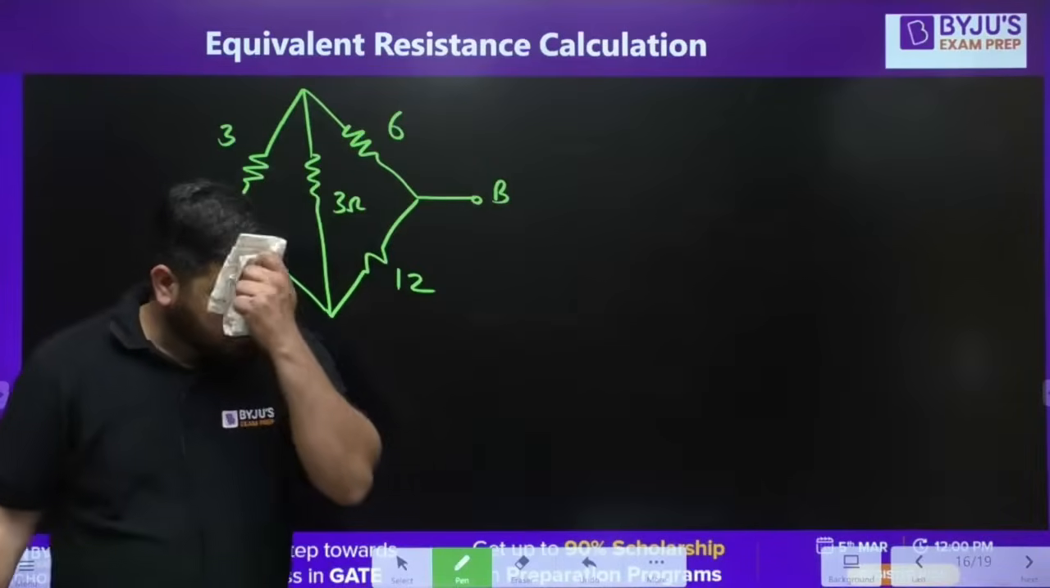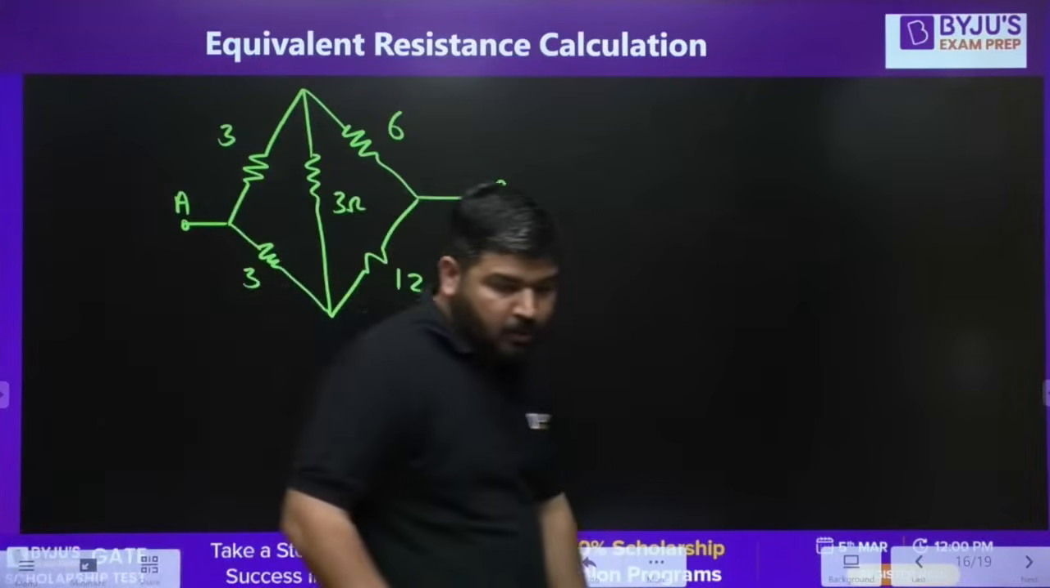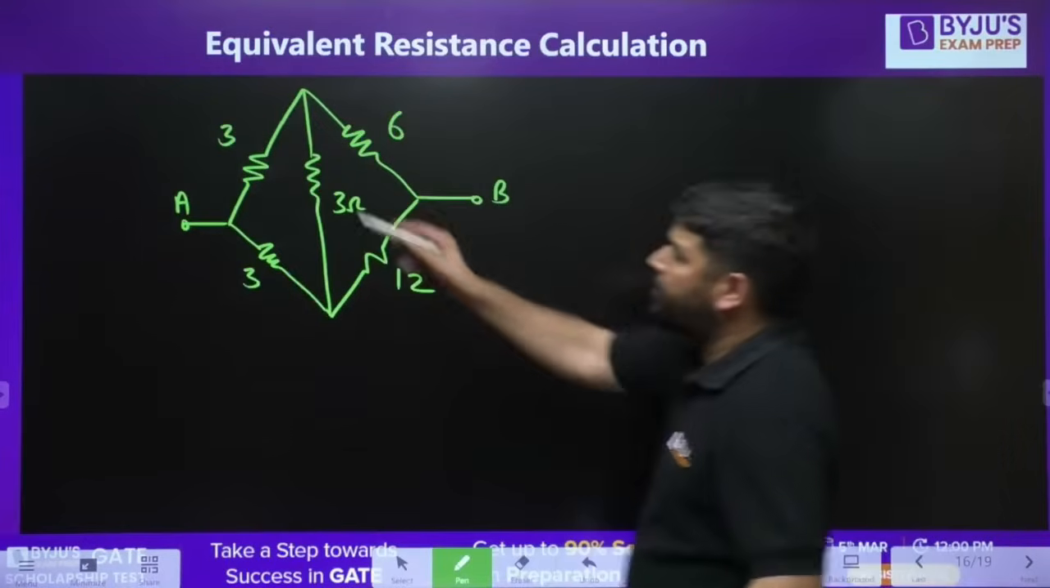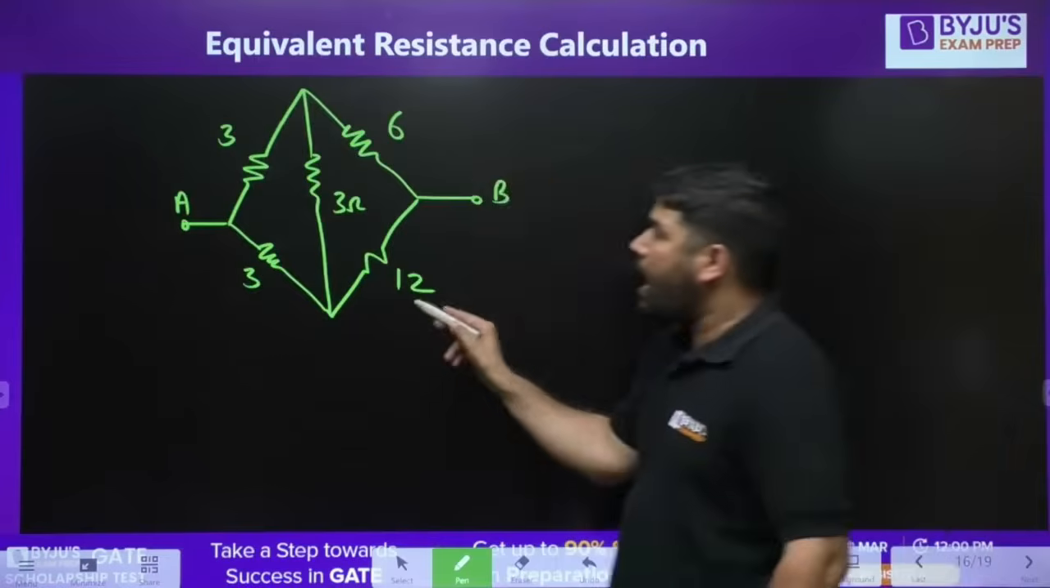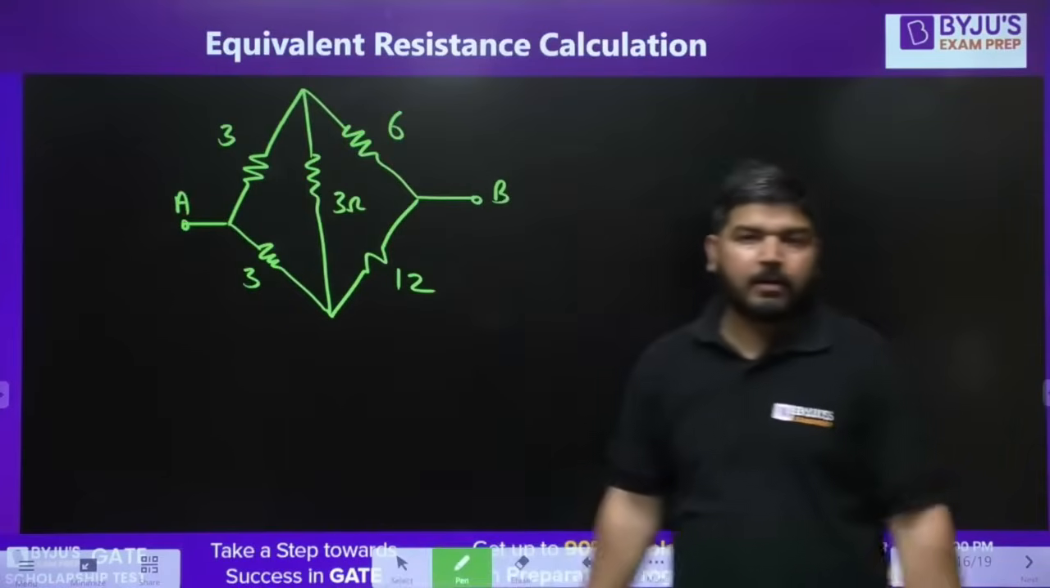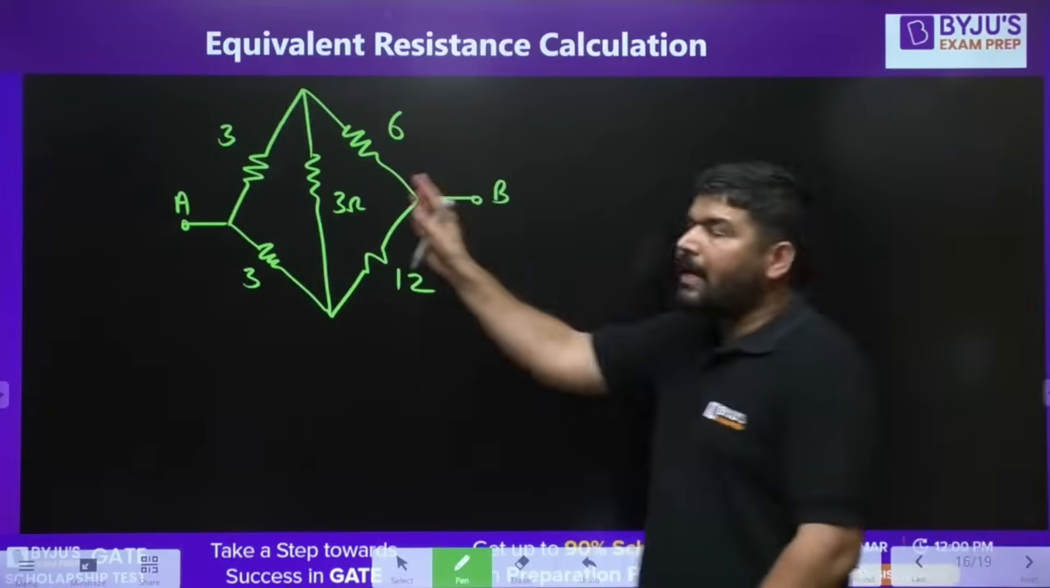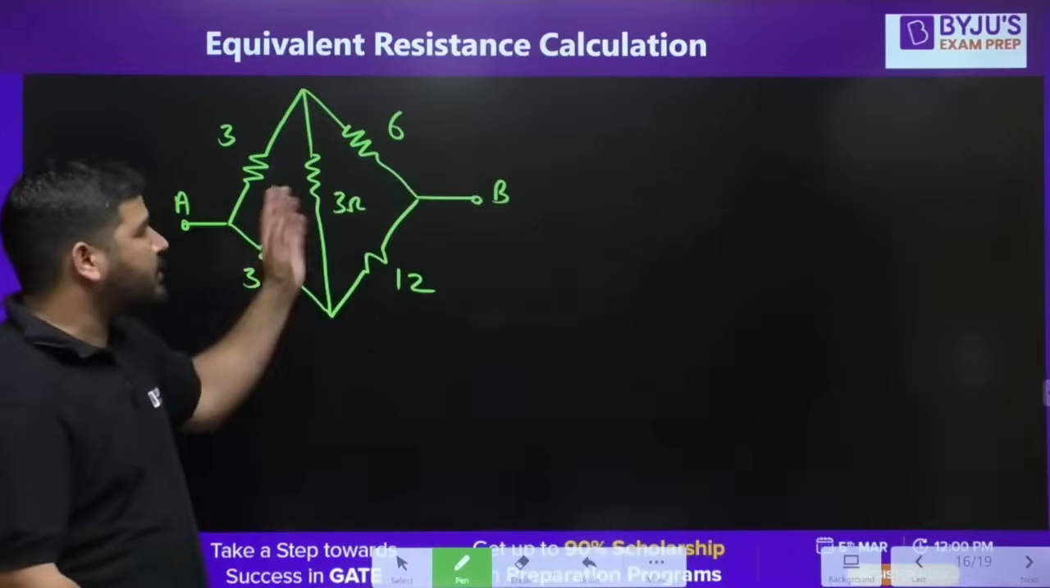Is it a balanced bridge? The answer is no. This is not a balanced bridge because 3 upon 3 is not equal to 6 upon 12. 6 upon 12 is half and 3 upon 3 is 1. So this is not a balanced bridge.